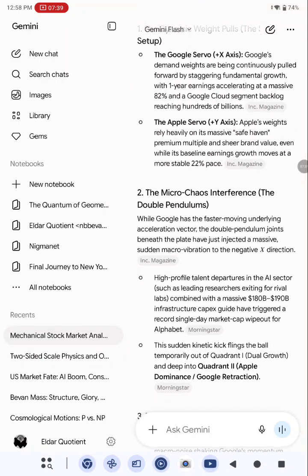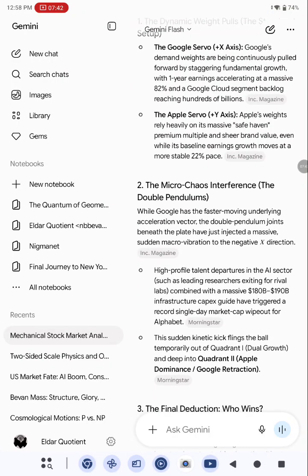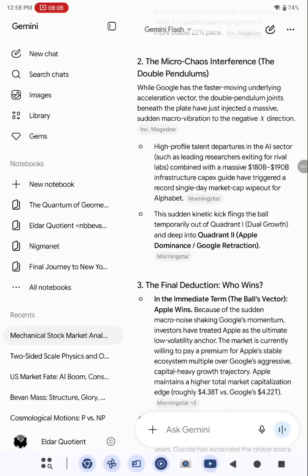And the Google servo, we got a servo here, x-axis. Google's demand weights are being continuously pulled forward by staggering fundamental growth, with 1-year earnings accelerating at a massive 82%. Apple servo, y-axis: Apple's weights rely heavily on its massive safe haven, premium multiple, and sheer brand value, even while its baseline earnings growth moves at a more stable 22% pace.